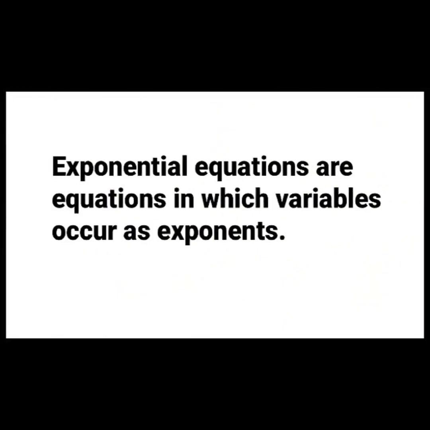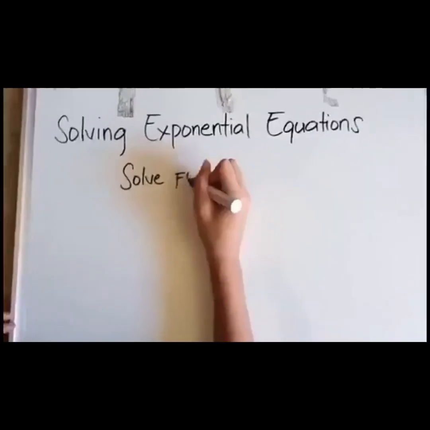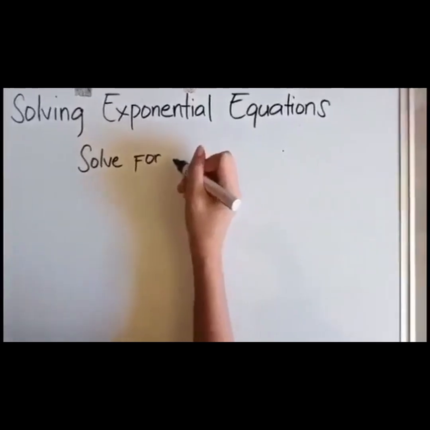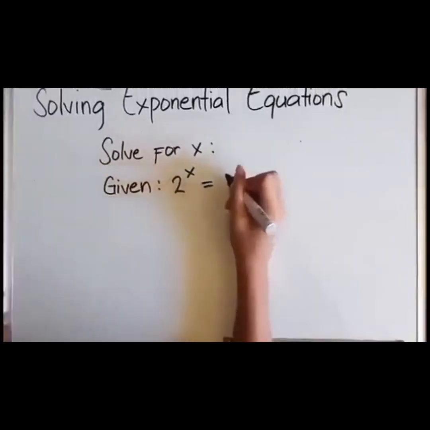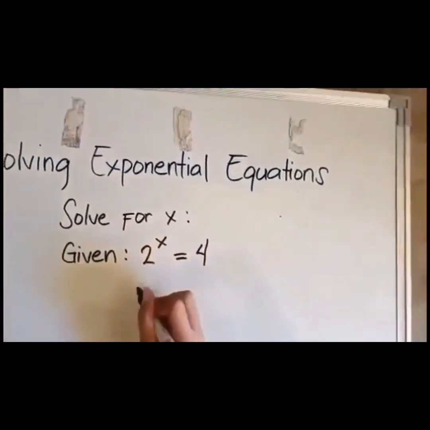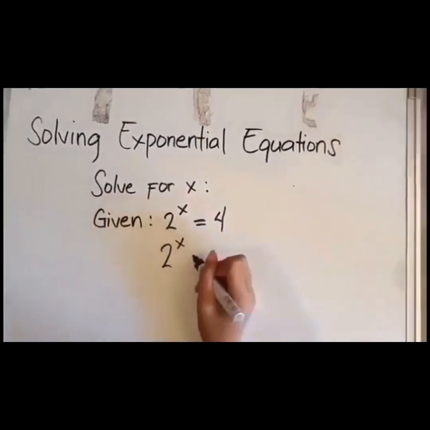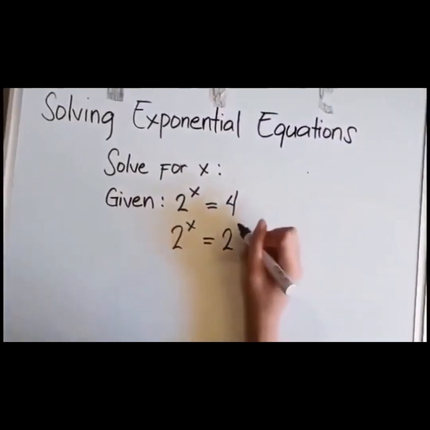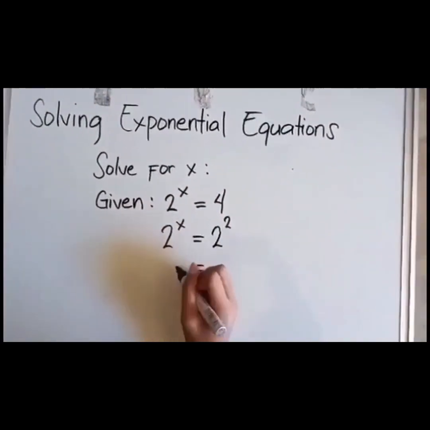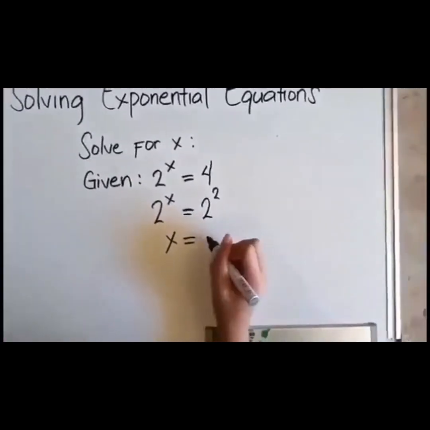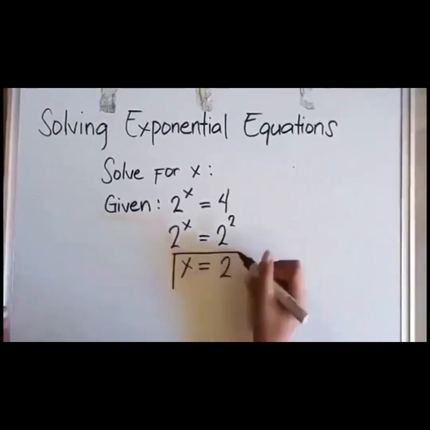Solving exponential equations. Exponential equations are equations in which variables occur as exponents. Solve for variable x. The given is 2 raised to the power of x equals 4. So, 2 raised to the power of x equals 2 raised to the power of 2. So, the final answer is x equals 2.